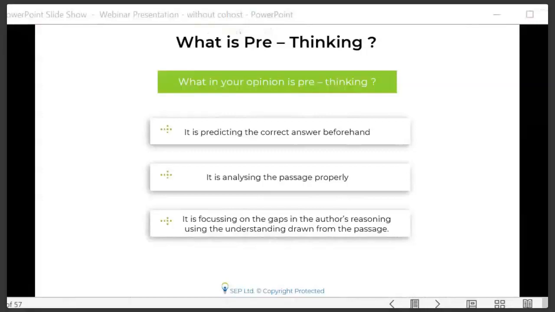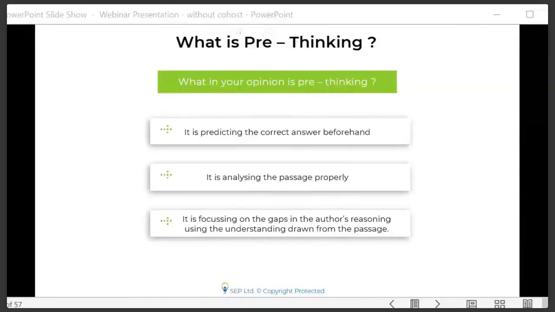All right, so some of you have chosen B. Then again, some of you have chosen A. Sunny says it is C. That means you are confused about what pre-thinking is. Some of you believe that it is about being able to tell beforehand what the correct answer is, that is, before seeing the answer choices. Some of you believe it is reading the passage correctly and properly, and some of you believe that it is about focusing on the gaps or the holes that the author's reasoning has.